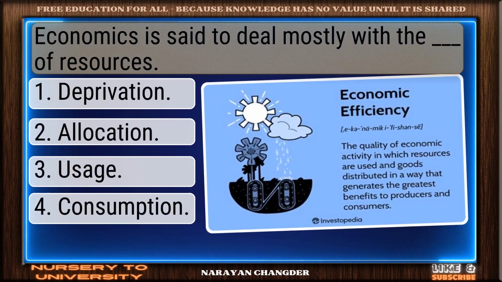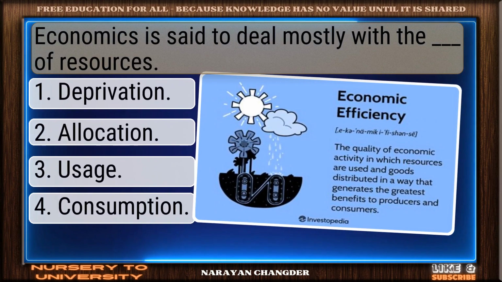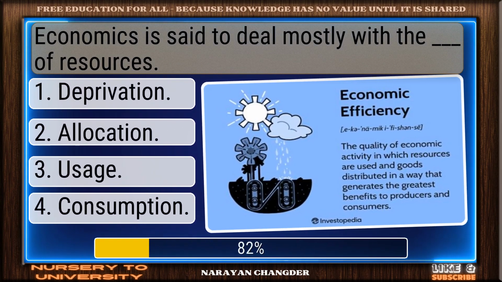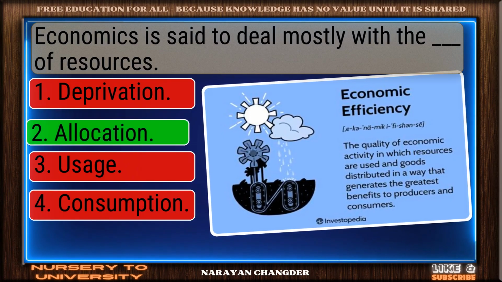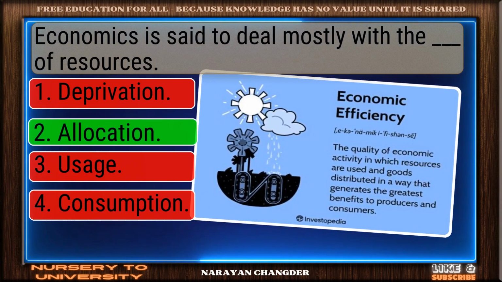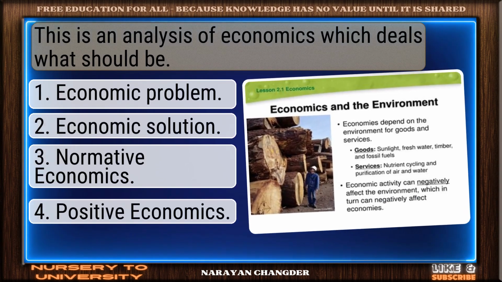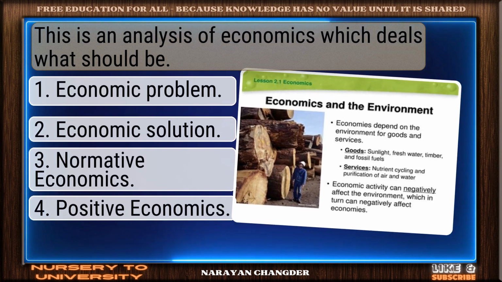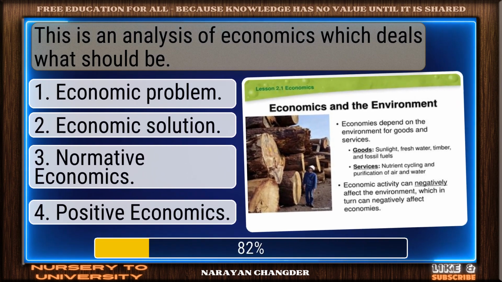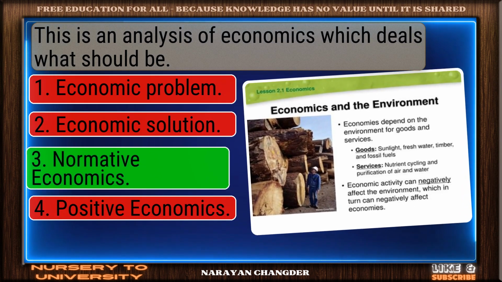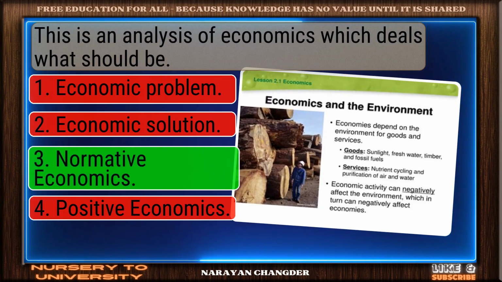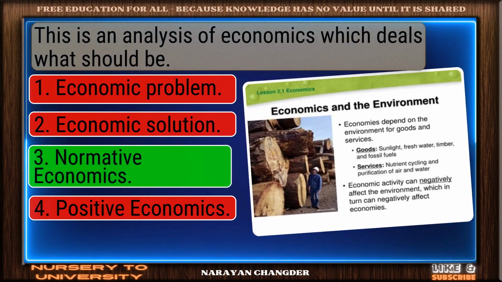Economics is said to deal mostly with the dash of resources. Great job. Allocation is the accurate answer. This is an analysis of economics which deals what should be. Excellent choice. Normative economics is the right answer.